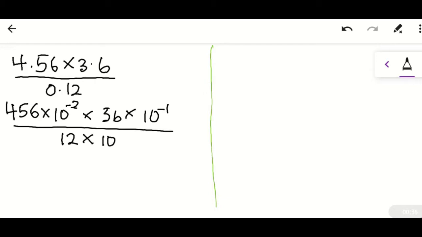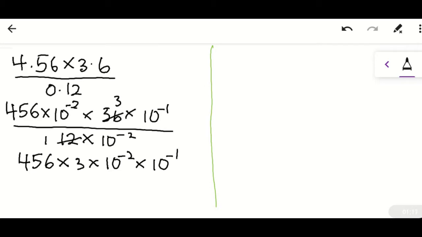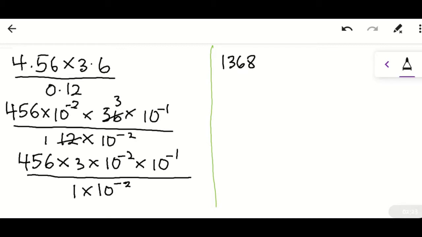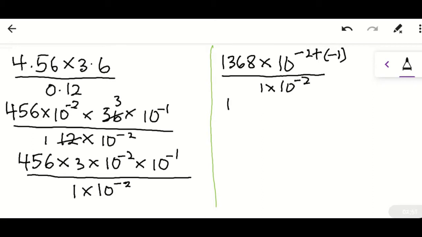So we cancel 12 with 36. That gives us 3. Now we go straight to the point and then multiply 456 by 3. So 456 multiplied by 3 multiplied by 10 to the power negative 2 and then 10 to the power negative 1 all over 1 multiplied by 10 raised to the power negative 2. Take note of this indices. If you have the same bases and they are multiplying, you add the powers. So we are going to add the powers of 10 to the power negative 2 and then 10 to the power negative 1. And after doing that, we see that the denominator has another indices with the same base there, 10 to the power negative 2. So we are going to add that up to what we will get there to get our final answer.